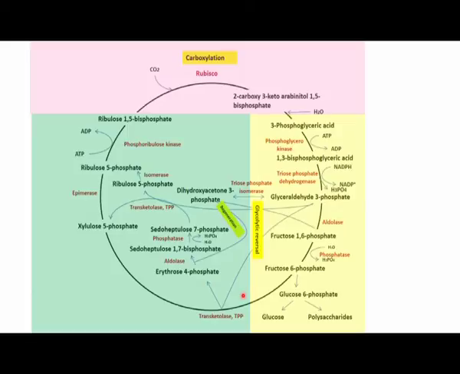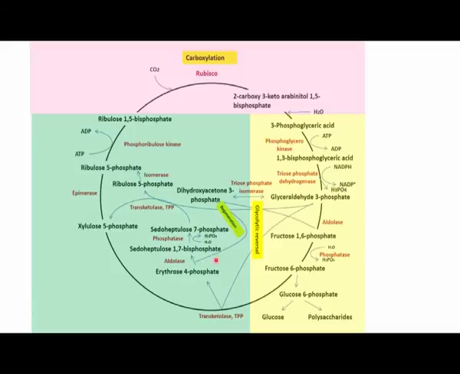After this, the erythrose 4 phosphate combines with the dihydroxyacetone phosphate, which is an isomeric form of the glyceraldehyde 3 phosphate, and by this condensation reaction it produces sedoheptulose 1,7 bisphosphate. This reaction is catalyzed by an enzyme known as aldolase.